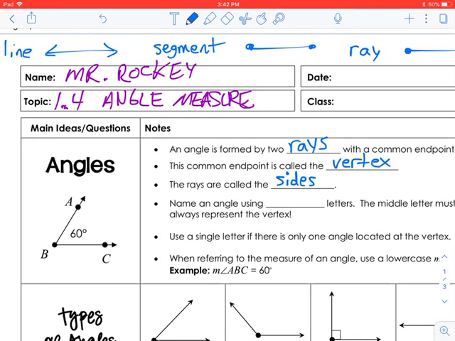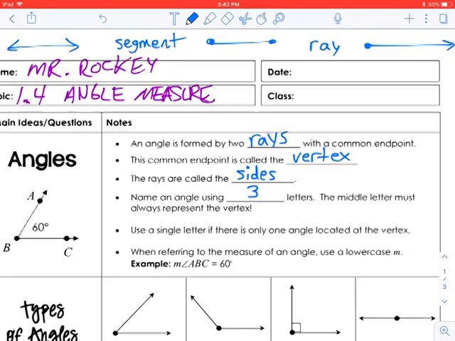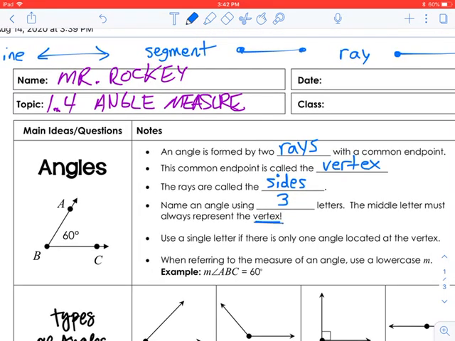You always name an angle using three letters. The middle letter is always the vertex. In this picture, B is the vertex, so that would have to be the middle. But the order doesn't really matter as long as you have that vertex in the middle. If you have one single angle with that letter, though, you can call it just that angle. So this one could be called angle B because there are no other angles in there.